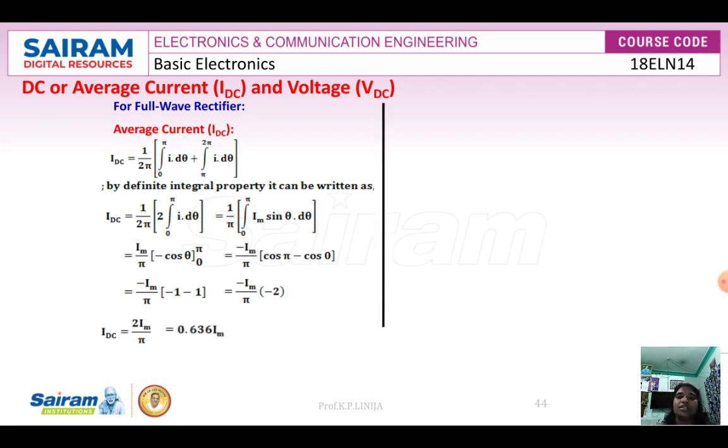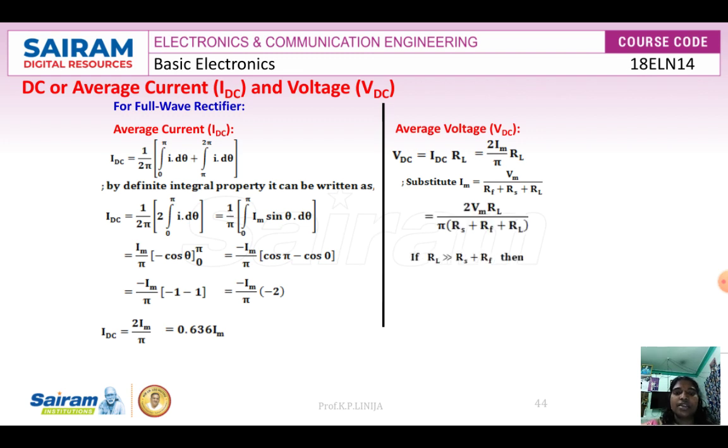Okay, then for voltage, VDC is equal to IDC into RL, and we know Im is equal to Vm by Rf plus RL. So if you substitute this and considering the condition here, the load resistor will be very much greater than Rs plus Rf. So automatically the Rs plus Rf value will be considered as 0. Therefore VDC is equal to 2Vm into RL by pi into RL. Okay. Finally, cancelling the terms, we will get VDC is equal to 2Vm by pi.